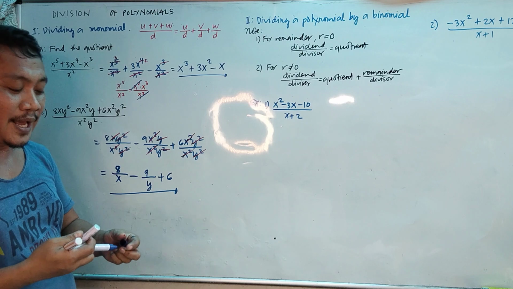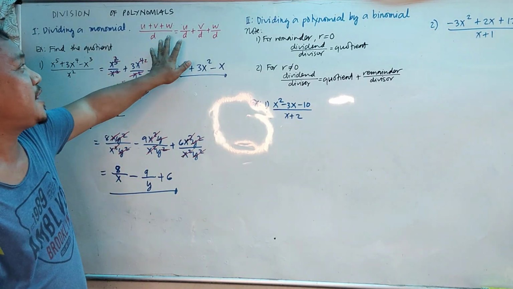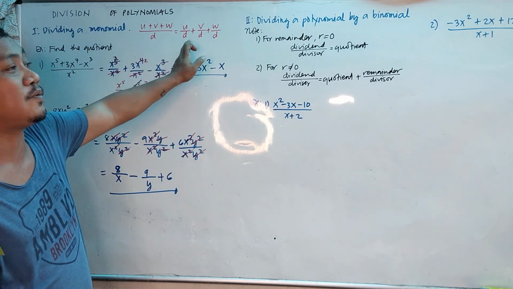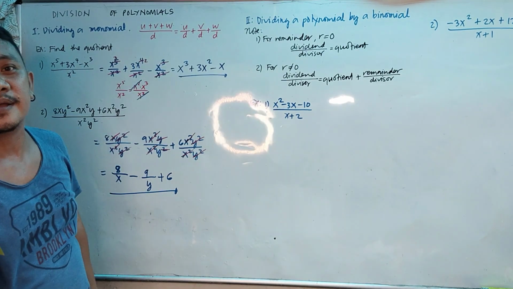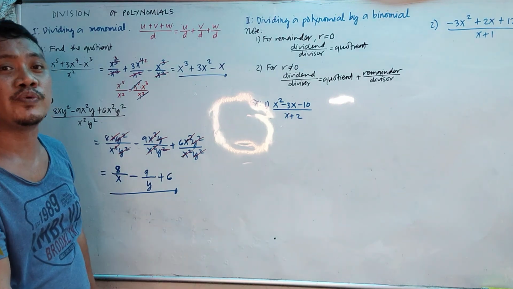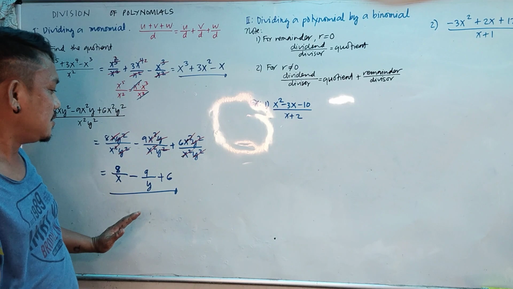Again, if you divide a polynomial by a monomial, we divide each term of the numerator by the monomial divisor, then simplify. You can apply the laws of exponents if it involves variables. It's easy, class, right?